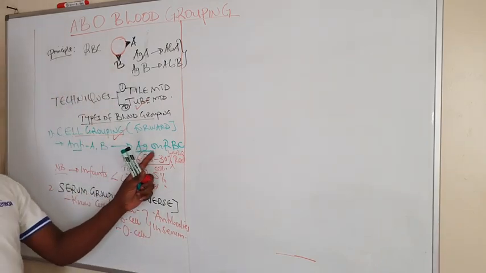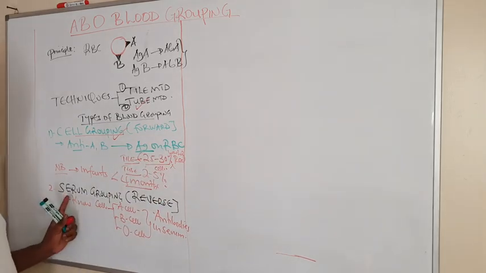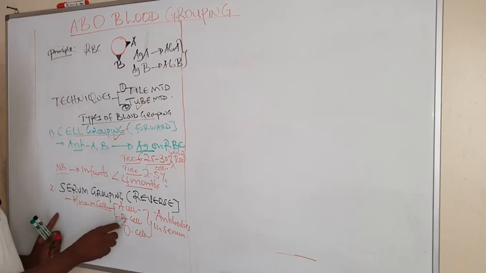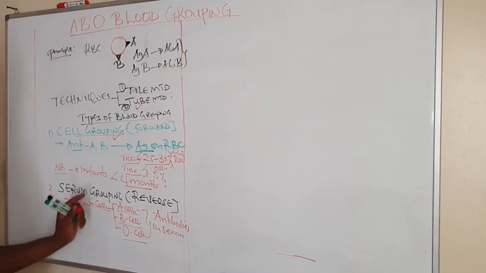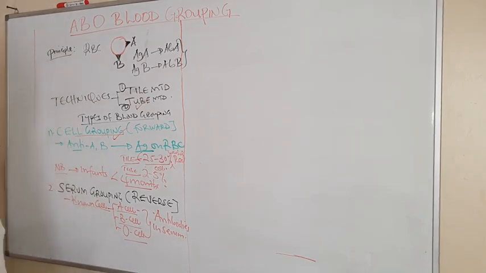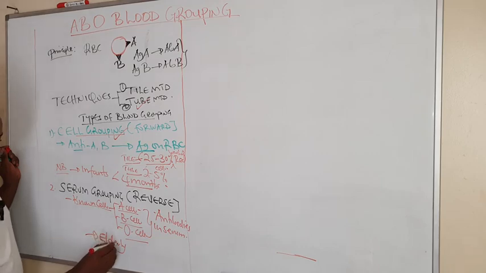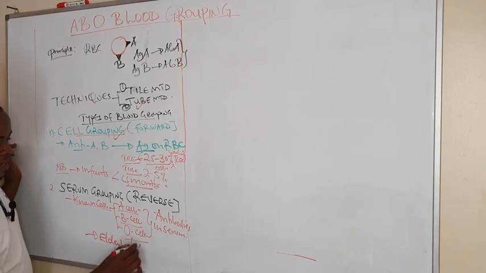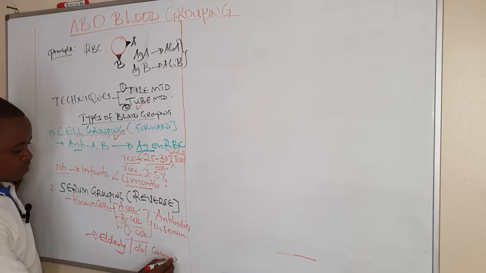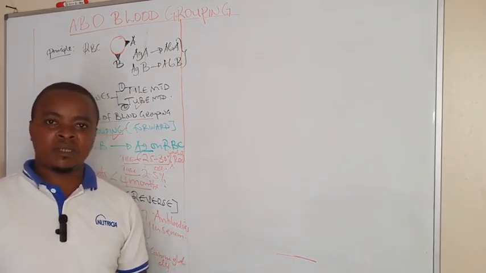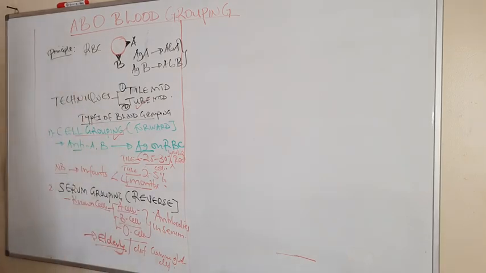In cell grouping, we are identifying antigens on the surface of red cells, whereas in serum grouping, we are identifying antibodies in the serum using known washed cells. This is the difference between cell grouping and serum grouping. Serum grouping is good for the elderly, for people beyond 60 years, and people with gamma globulin deficiency, because in elders, antibodies become weak as they grow. So it is better to identify them by the serum method compared to cell grouping.